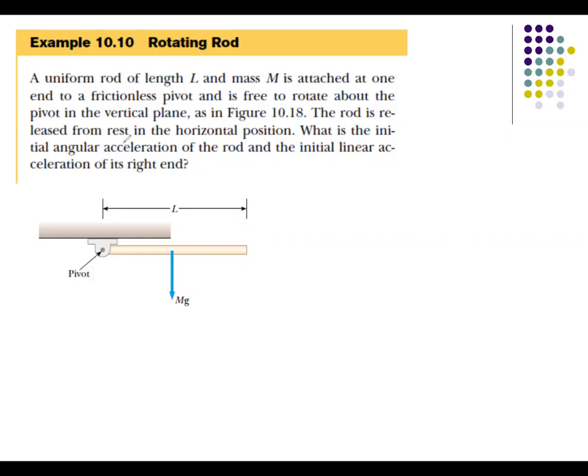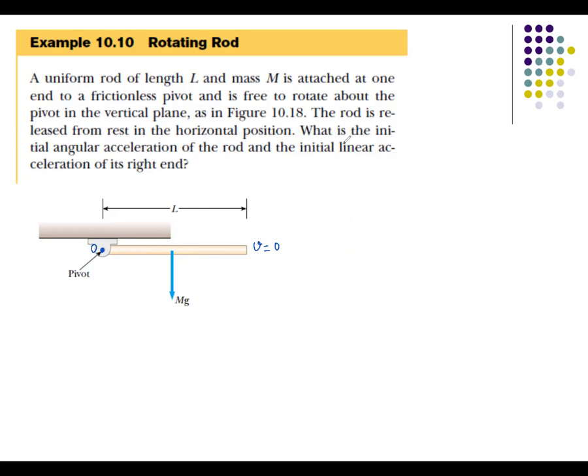Okay, here we have a uniform rod of length L and mass M attached at one end to a frictionless pivot. So here we have a pivot at the point O, and the rod is free to rotate about the pivot in the vertical plane. Initially, omega equals 0. The rod is released from rest in the horizontal position.